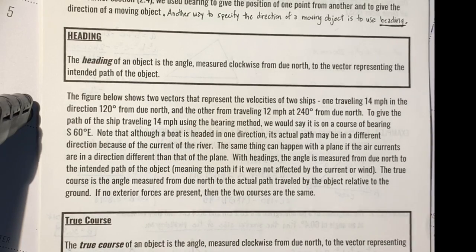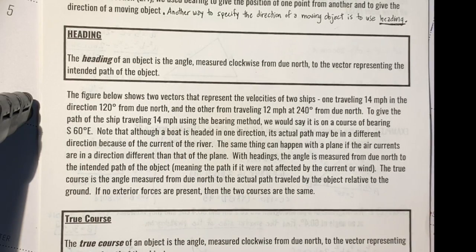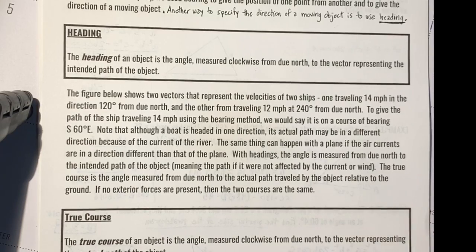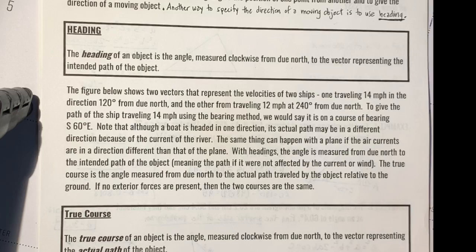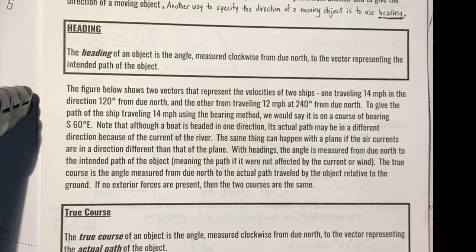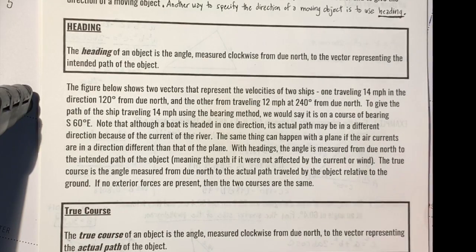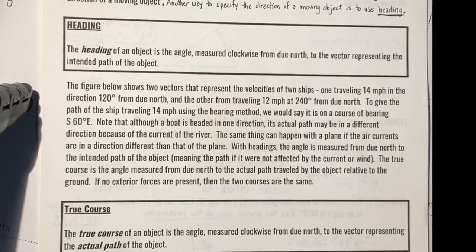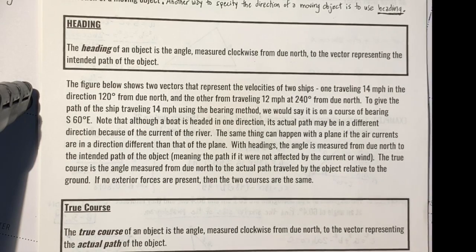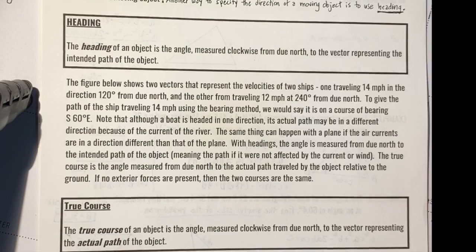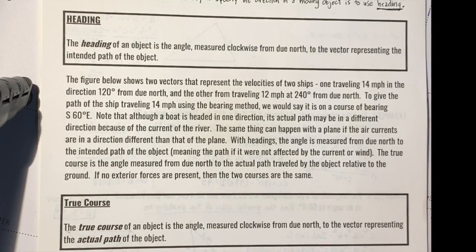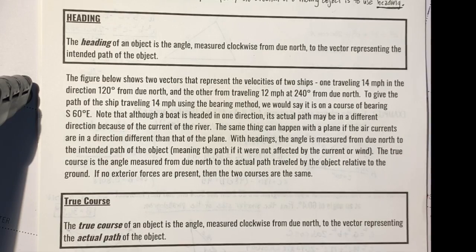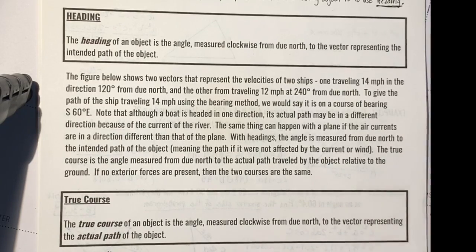So the intended path means that while the object, the ship or the airplane, might be intending to travel along a certain path, certain variables may throw them off their path, such as wind speed or the water current. Those kinds of things would make their actual path not necessarily the intended path. So they can change what their intention is.